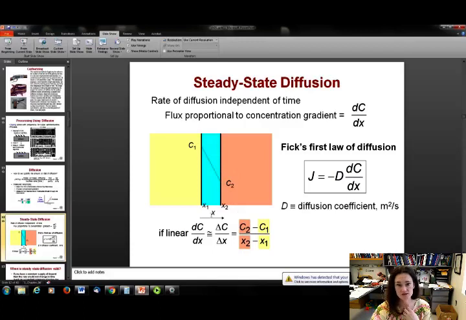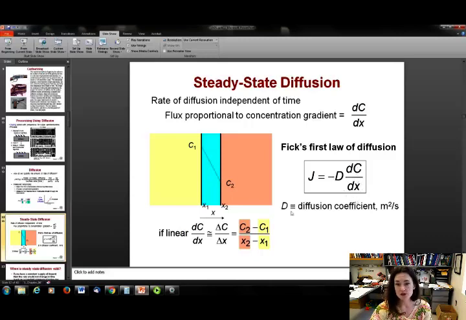So you have some thickness, delta X, to the membrane that it's diffusing across, and then you have a linear concentration profile across the membrane. This is covered by Fick's first law of diffusion. Fick's first law of diffusion says that J is equal to minus D times the derivative of the concentration profile with respect to the spatial coordinate.